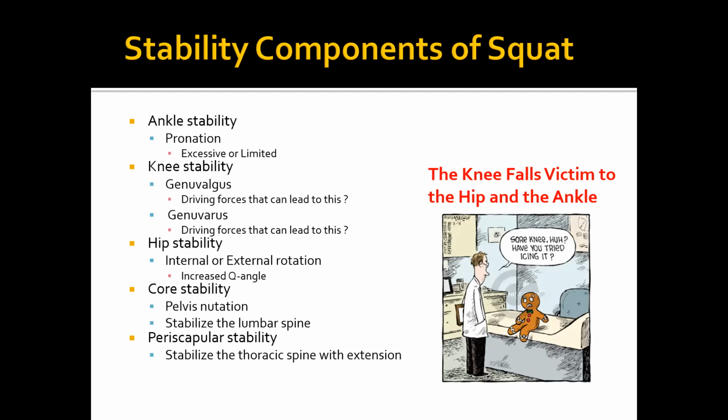So let's consider the stability components of the squat pattern. All right, so ankle stability is a big component. So like we said before, from the ground up, pronation is a big thing you want to look at, excessive or limited. Excessive pronation will put genu valgus into the knees, and limited pronation will cause genu varum in the knee. And if we have that occurring at the knee, we have to ask ourselves the question, what is driving the forces? And you can see that in the knee stability component. Is it from the hip or is it from the ankle and foot?